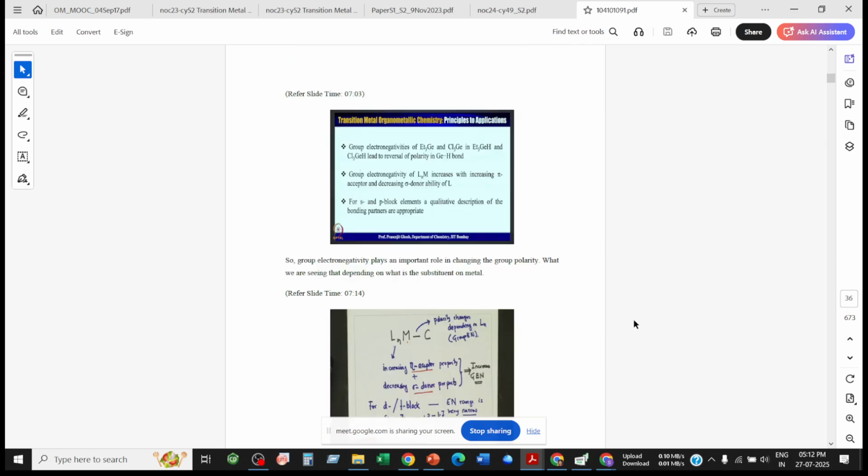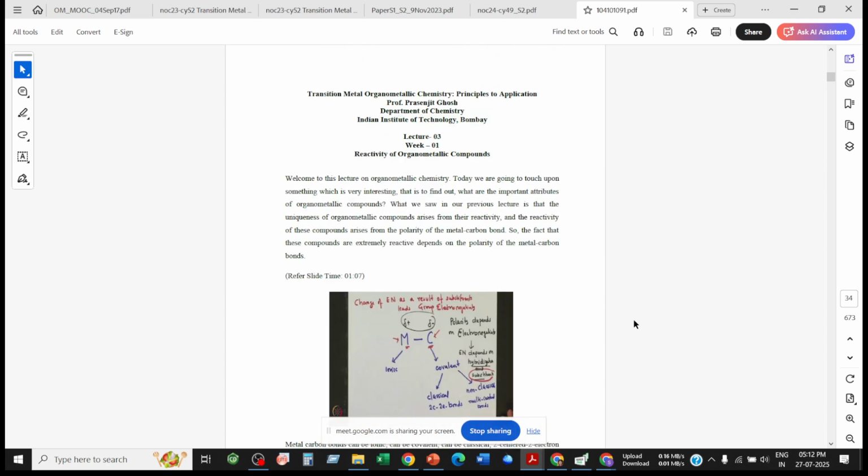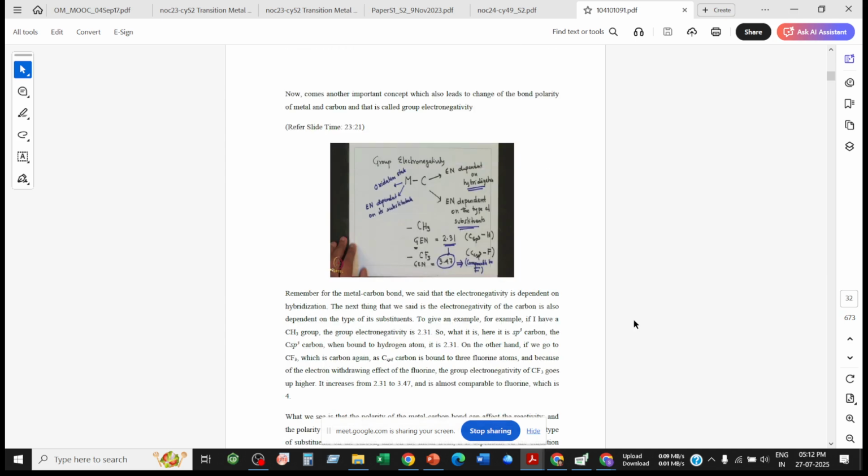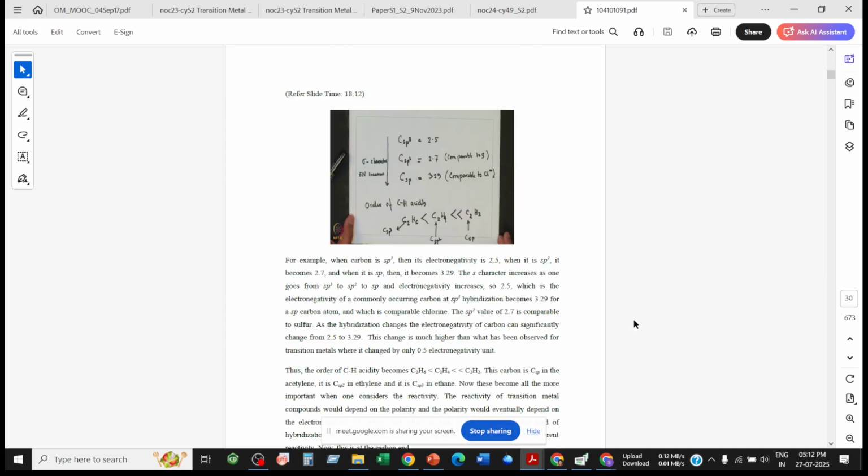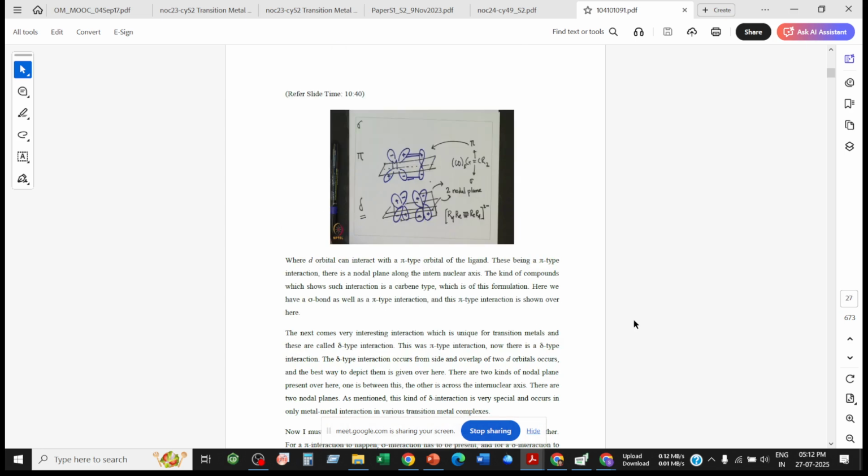And that structure you are saying, let me see where it is. That bridging CO and terminal CO I am discussing. So next day I will try to.